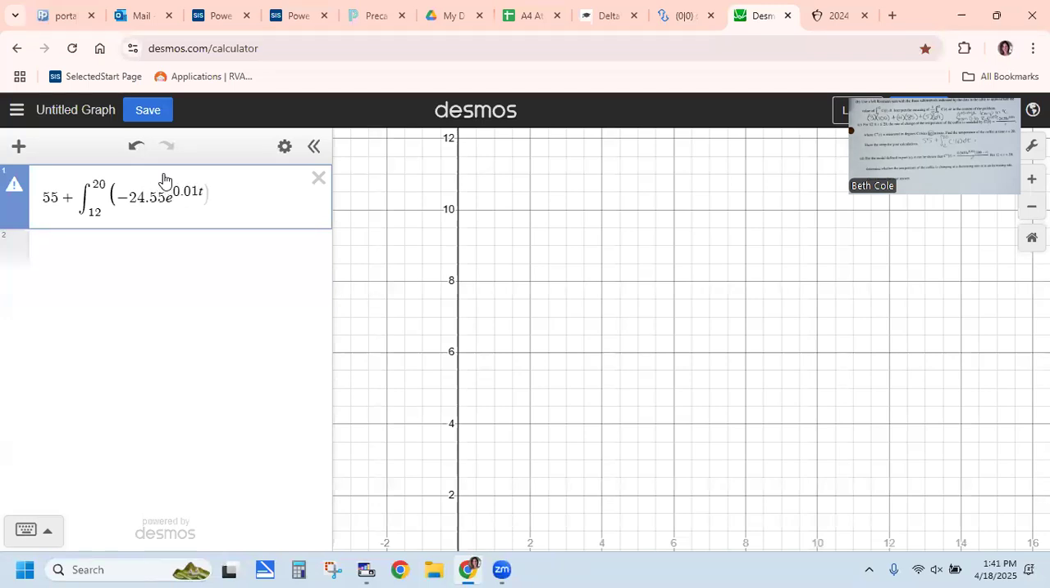0.55 e to the power 0.01 t, and all of that divided by... is it correct now? Yeah, right. It won't give you an answer if it's wrong. How many decimal points do you need? 3. 40.329.